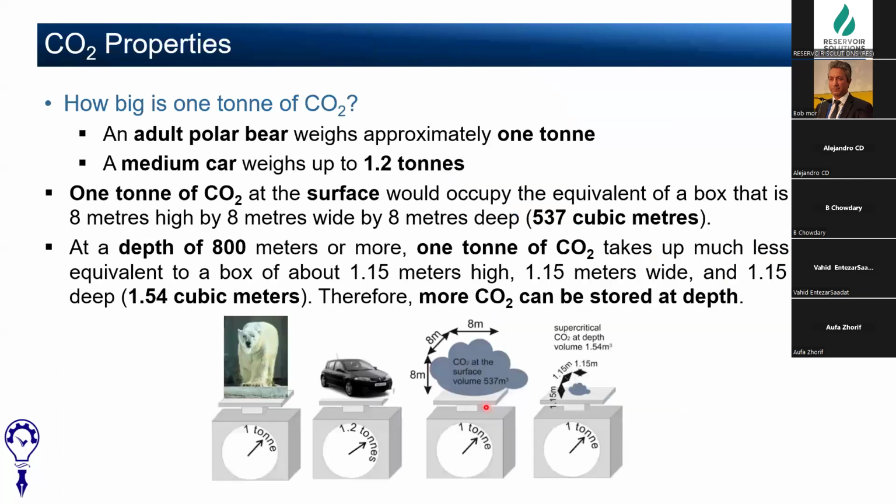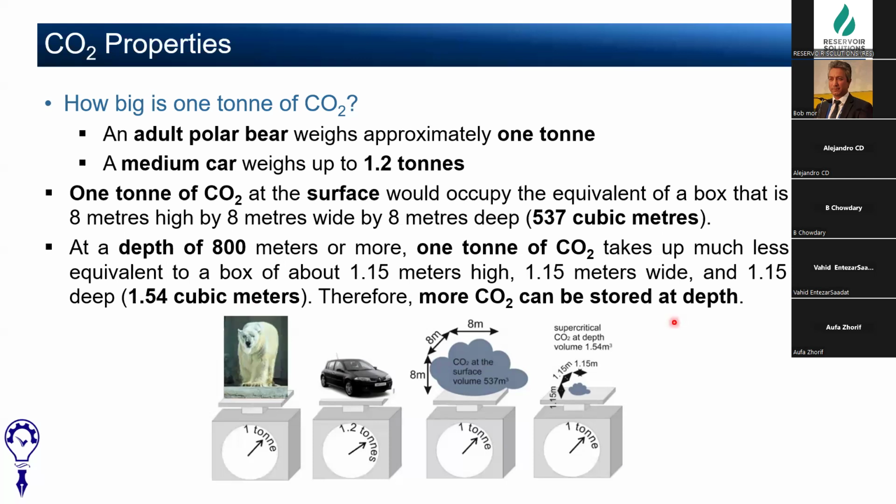So how big is 1 ton of CO2? An adult polar bear weighs approximately 1 ton. A medium car weighs about 1.2 tons. One ton of CO2 at the surface occupies about 537 cubic meters. But at a depth of 800 meters, 1 ton of CO2 takes just 1.54 cubic meters. It means that more CO2 can be stored at depth.